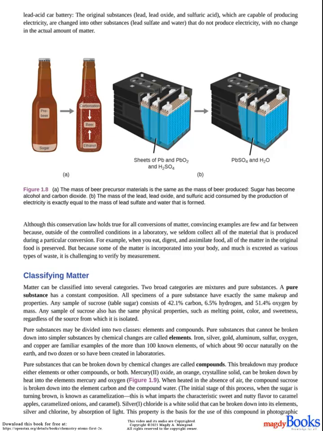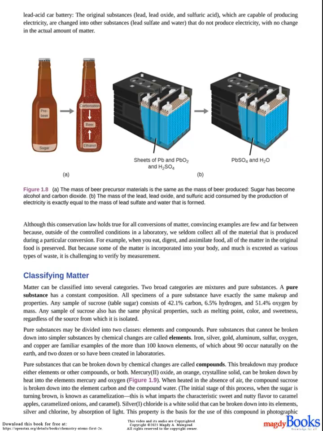Pure substances may be divided into two classes: elements and compounds. Pure substances that cannot be broken down into simpler substances by chemical changes are called elements. Iron, silver, gold, aluminum, sulfur, oxygen, and copper are familiar examples of the more than 100 known elements, of which about 90 occur naturally on the Earth, and 24 or so have been created in laboratories.